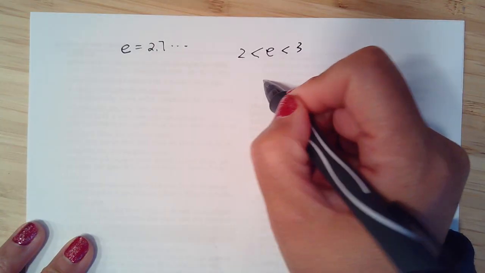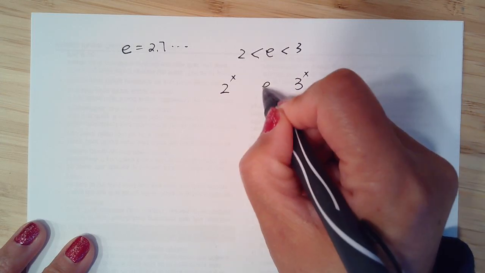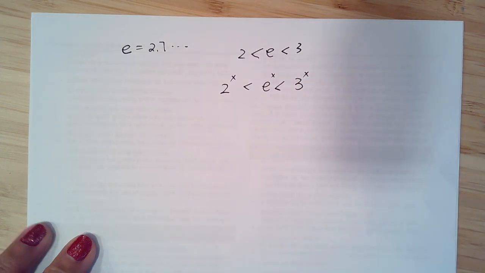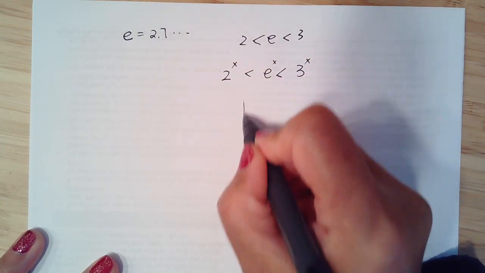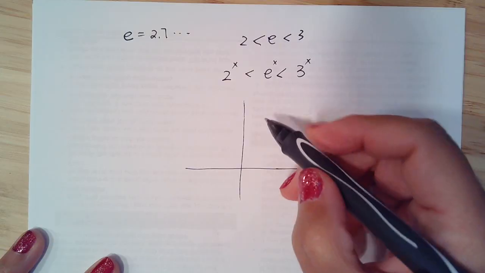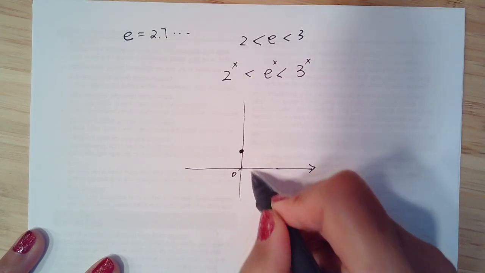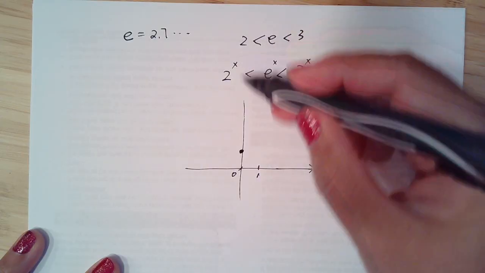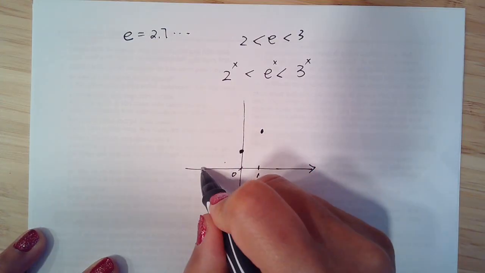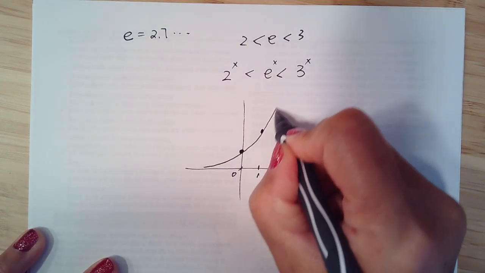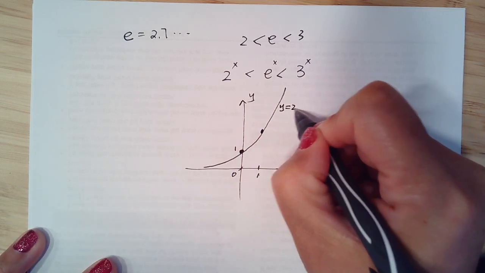So therefore, 2 to the power of x, 3 to the power of x, e to the power of x, the graph of that is going to be in between. So the graph of y equals 2 to the x: when x equals 0 it's always 1, when x equals 1 that is 2, and when x equals negative 1 that's 1/2. Therefore, I have some curve like this. This is y equals 2 to the x.